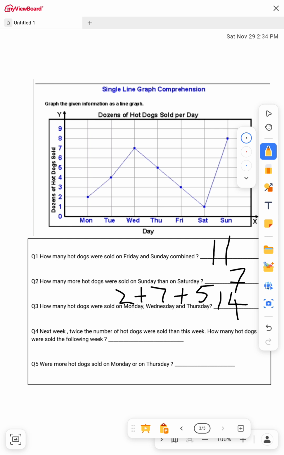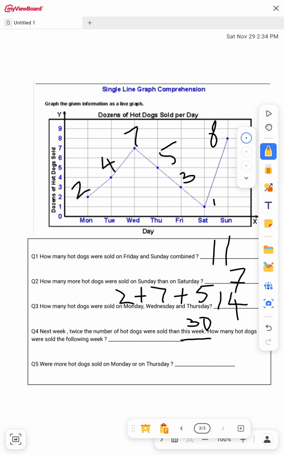Next week, twice the number of hot dogs were sold than this week. How many hot dogs were sold the following week? Let's check how many were sold this week. 2 plus 4 plus 7 plus 5 plus 3 plus 1 plus 8. 4 plus 2, 6. 6 plus 7, 13. 13 plus 5, 18. 18 plus 3, 21. 21 plus 1, 22. 22 plus 8, 30. So this week, 30 dozen hot dogs were sold.